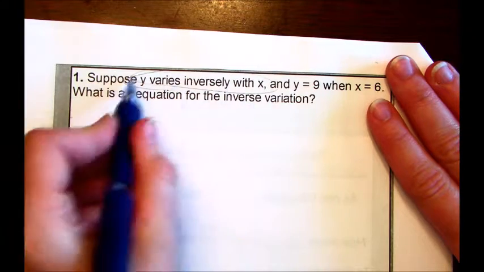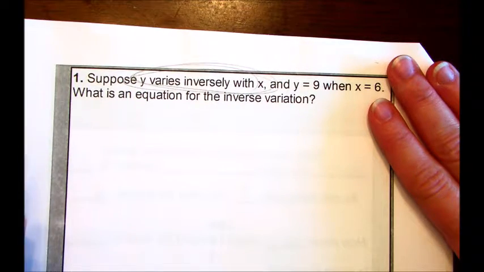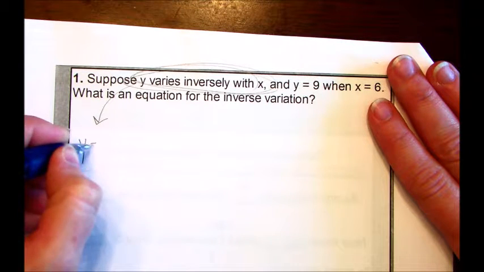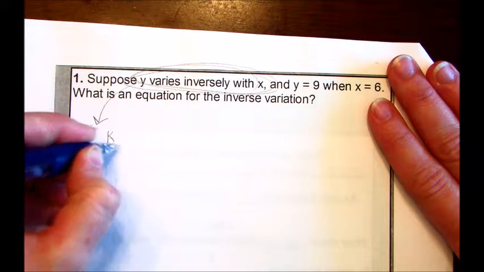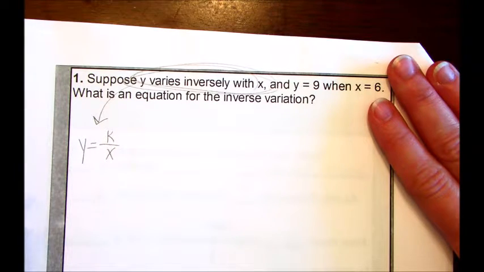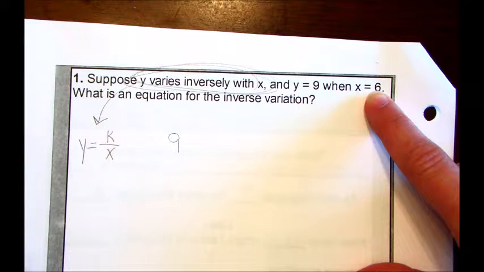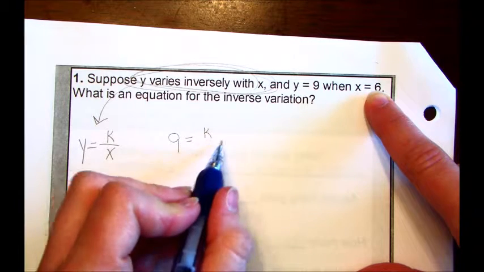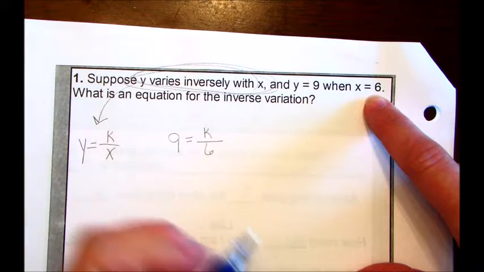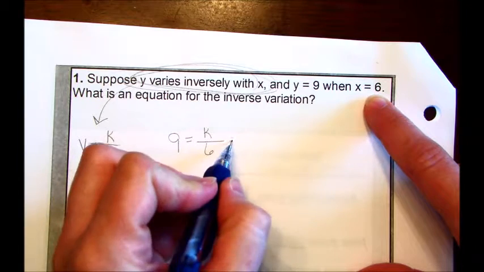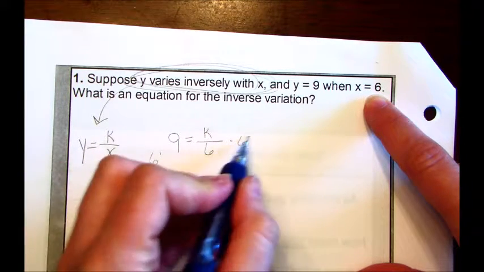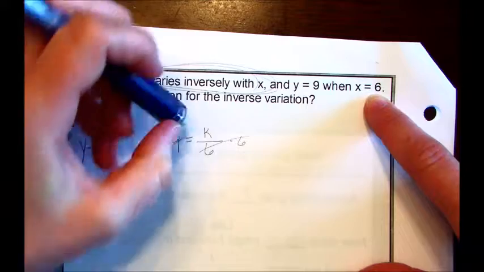All right, you can see in this problem, it says y varies inversely with x. That means you should write y equals k over x. Now we plug our information in. Y is 9. We do not know what k is, the constant. We do not know what the constant of variation is, but we do know x is 6. Multiply each side by 6, just like we did in the last problem. Oh, that doesn't cross off. That was silly.